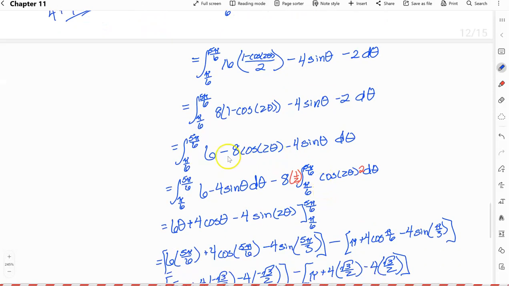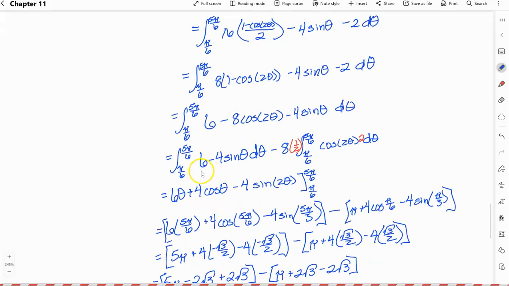Now when I integrate, like I said, I can integrate the number and I can integrate the sine piece easily, but that cosine of 2 theta is going to require a u substitution. So I'm going to split this up between two integrals. So I'm integrating 6 minus 4 sine of theta, and then I'm going to integrate the minus 8 times cosine of 2 theta separately. So when I integrate 6, I get 6 theta. When I integrate -4 sine of theta, I'm going to get a positive 4 cosine of theta.